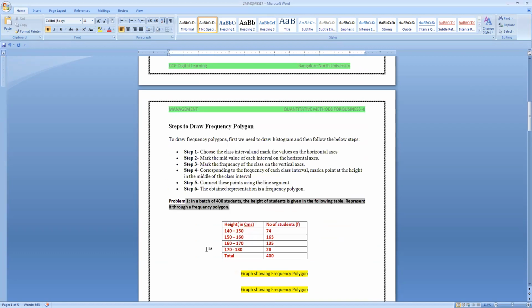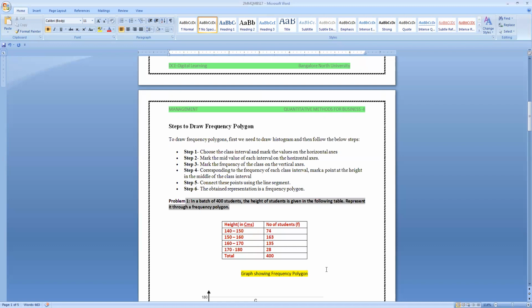So how do we draw the frequency polygon? We have to follow certain steps. Step one: choose the class intervals and mark the values on the horizontal axis. In step two, we should mark the mid values of each interval on the horizontal axis. In the third step, we should mark the frequency of the class on the vertical axis. On the fourth step, corresponding to the frequency in each class interval, you should mark a point at that height in the middle of the class interval. At the fifth step, we connect these points using line segments, and we obtain the representation of the frequency polygon.